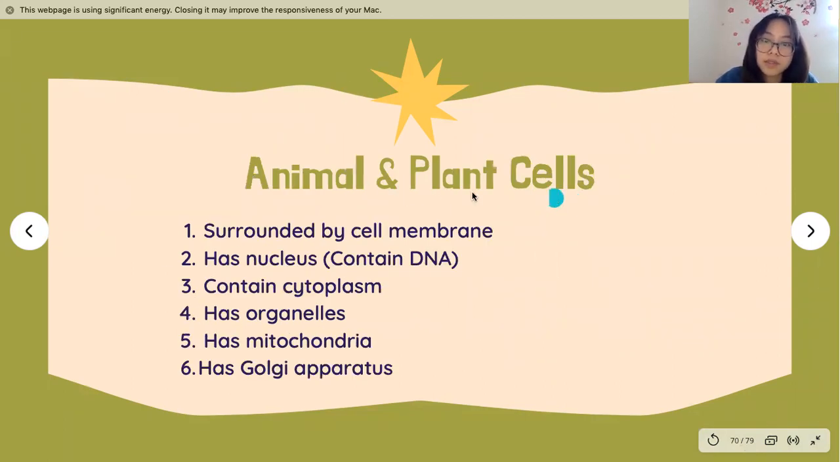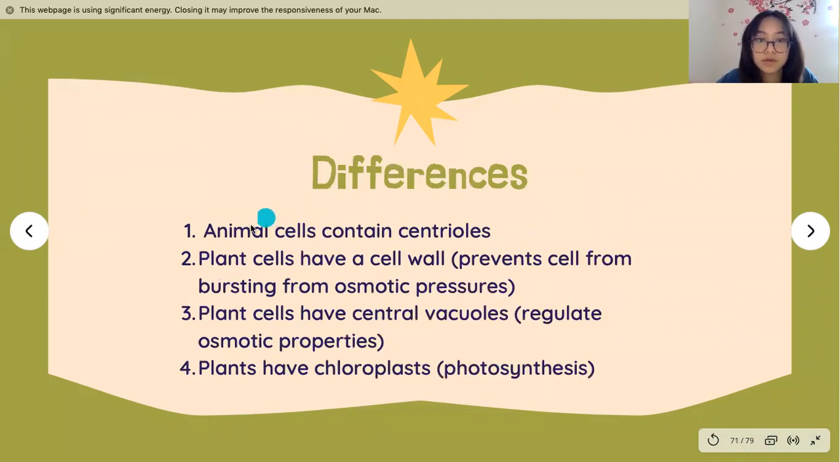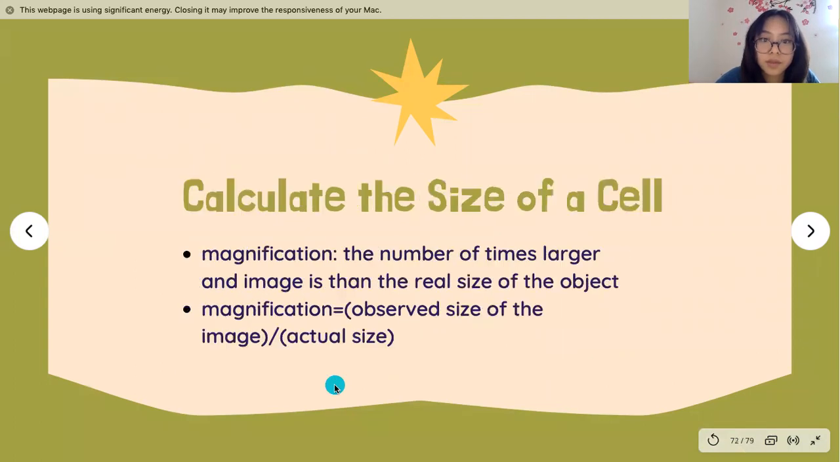So animal and plant cells, what they share is that they are surrounded by the cell membrane, have a nucleus, cytoplasm, and organelles such as the mitochondria and the Golgi apparatus. The differences are that animal cells contain centrioles, and plant cells have a cell wall, central vacuoles, and chloroplasts.